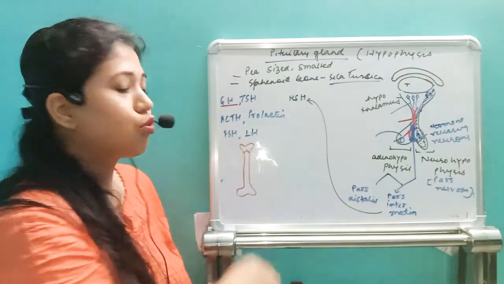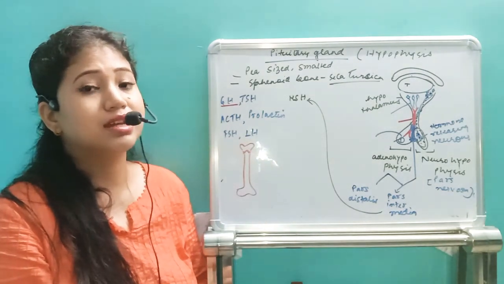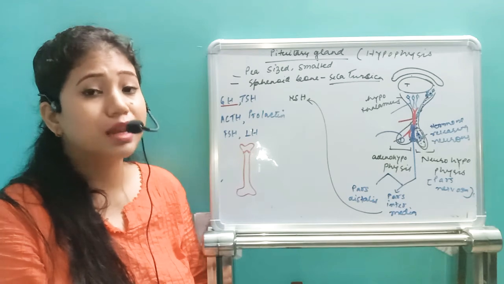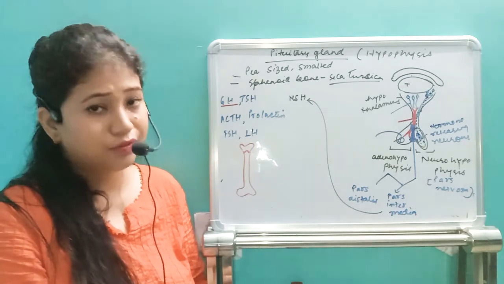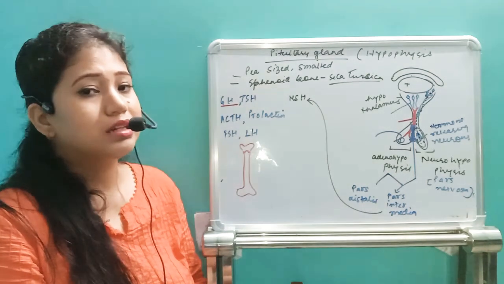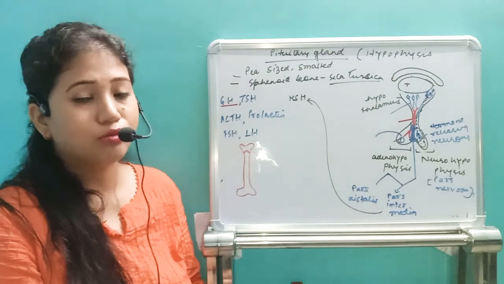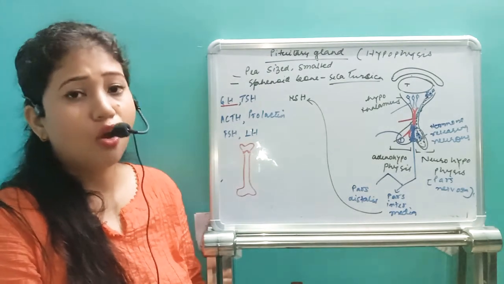The next one is prolactin. Prolactin hormone is the hormone which produces milk in the mammary gland in the case of females, right? So in humans, this prolactin hormone is called the milk producing hormone.